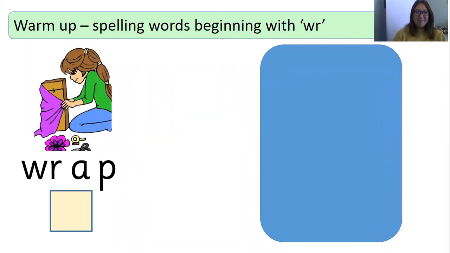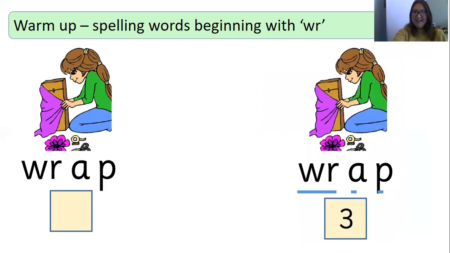Next one. You know what to do. Write the word, dots and dashes, how many sounds? Put me on pause now. Are you ready to see if you get another tick? Well done. If you have the same as me and you've read the word says wrap. 3 sounds, wrap, wrap. I wrap a present.